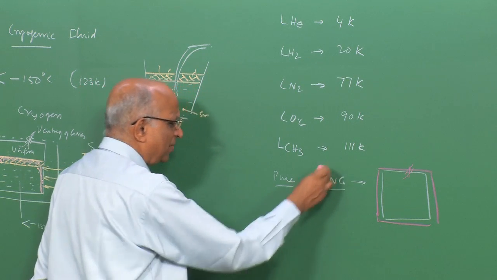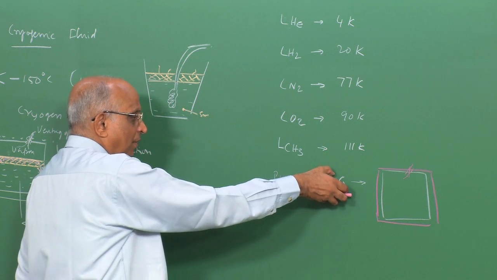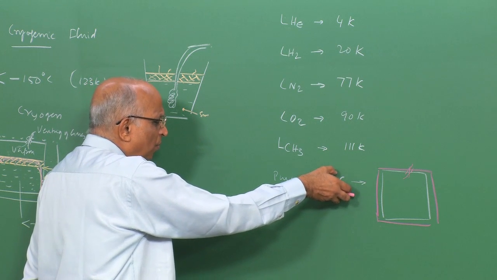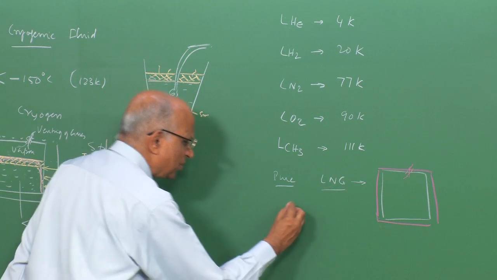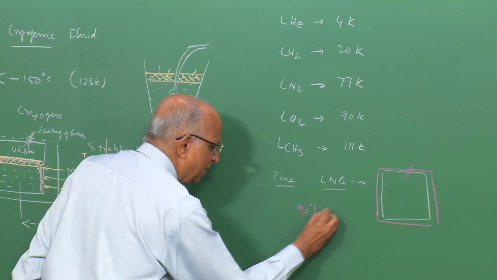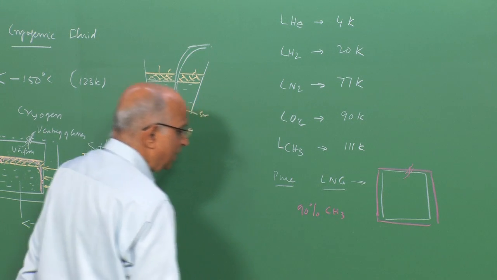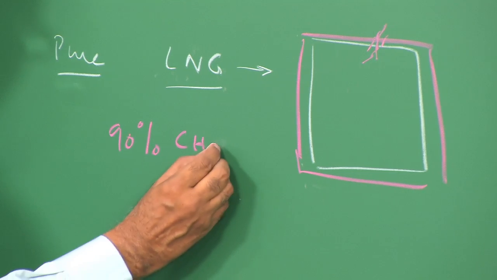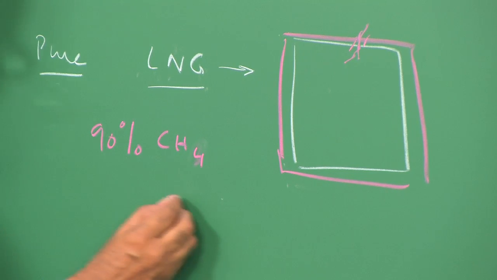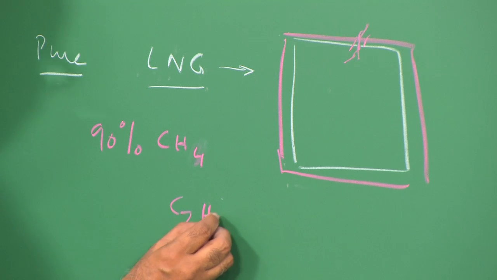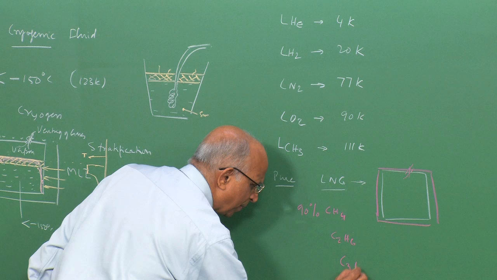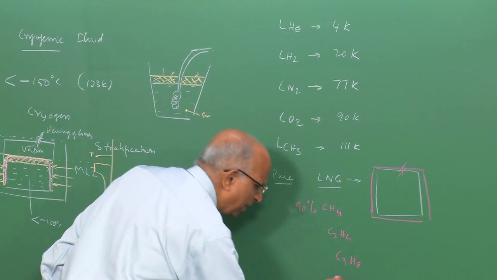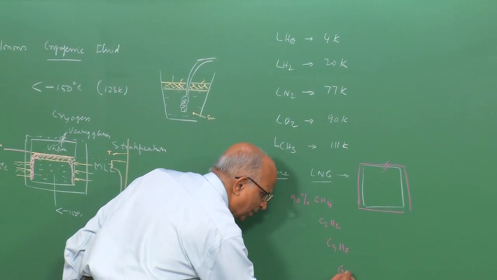Let's consider this LNG. LNG is from the gas fields, it is got as a vapor, and it is not pure methane, it consists of 90% methane. It also contains some other substances: in addition to methane, CH4, it also contains some ethane, C2H6, some propane, C3H8, and also a little bit of, let's say, petrol, like for instance gasoline.